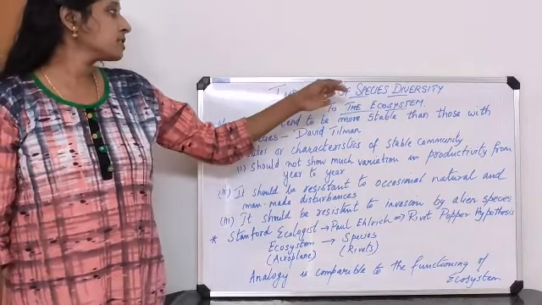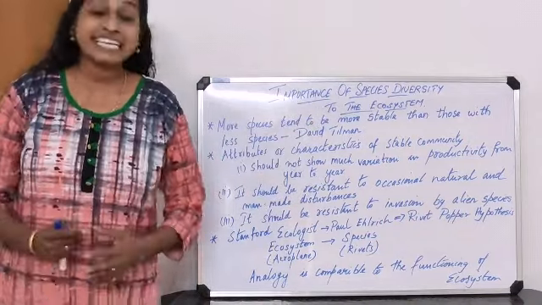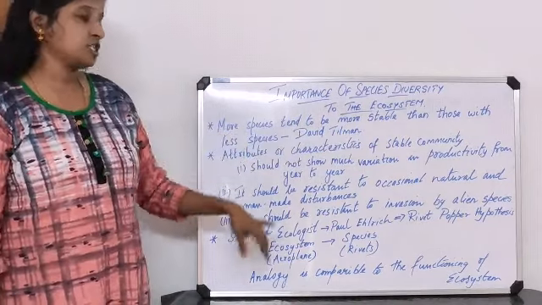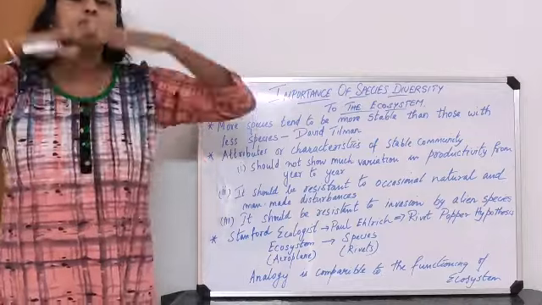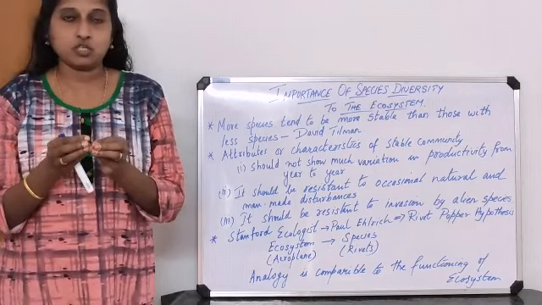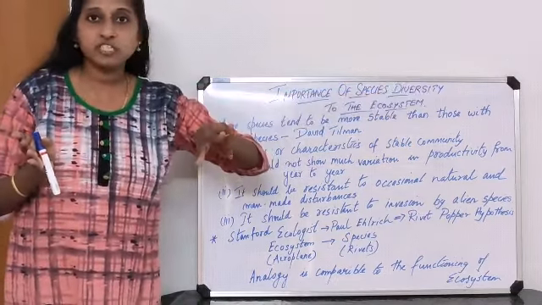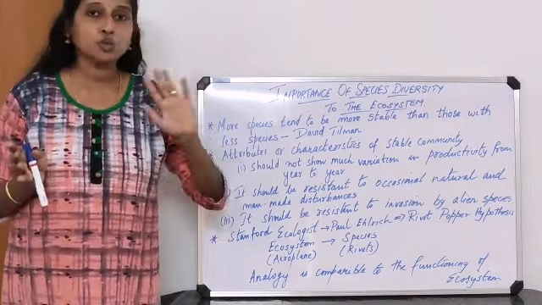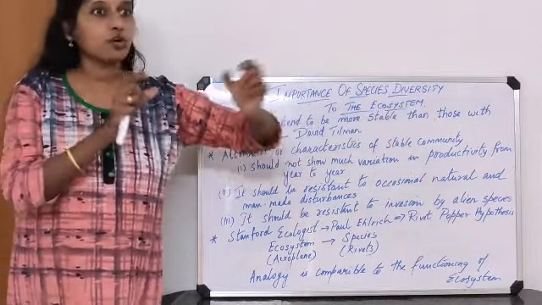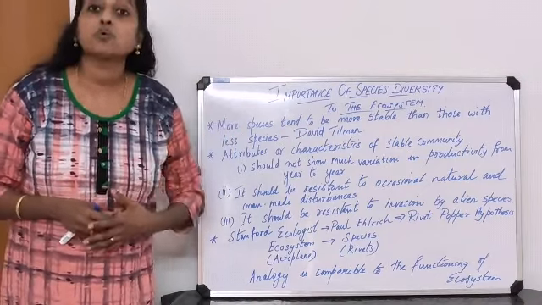Now when you are saying this importance of species diversity to the ecosystem, David Tilman has said that ecosystems with more species tend to be more stable than those with less species. Like for example, imagine this is the ecosystem. Here only 2 species are present. Then it is not that stable. If it is having 10 species instead of 2, then that ecosystem is more stable.